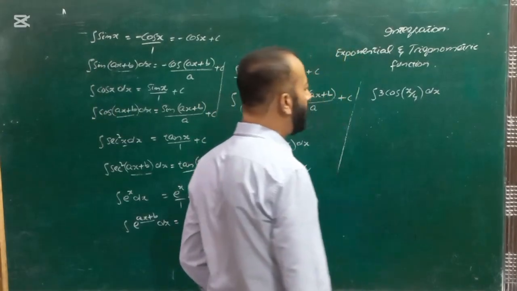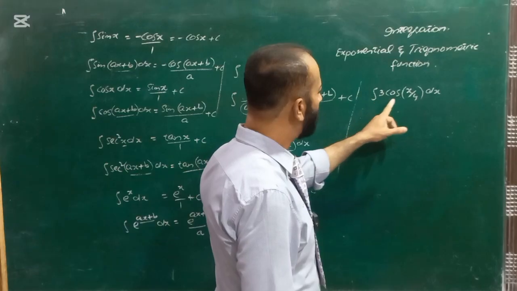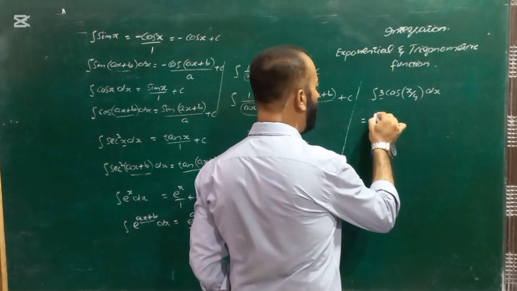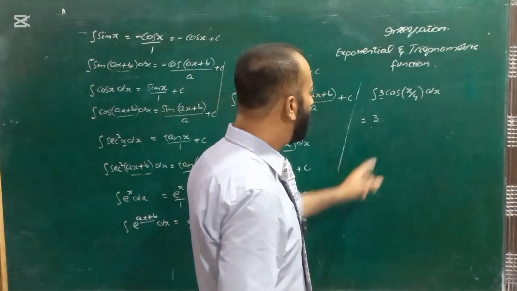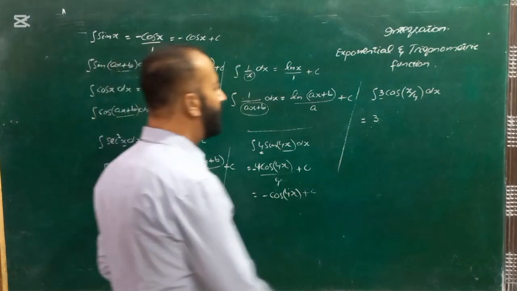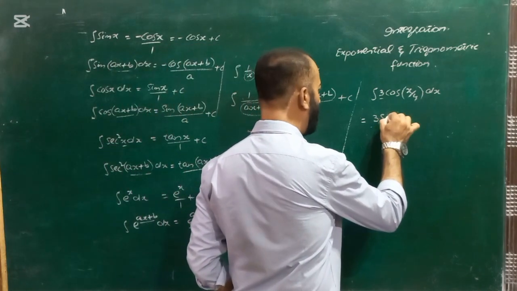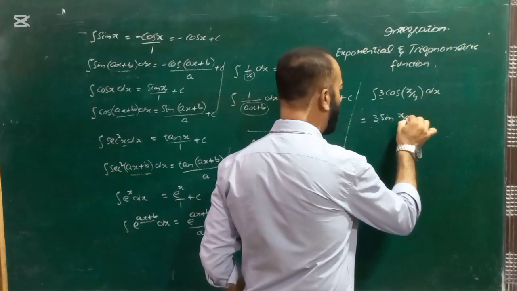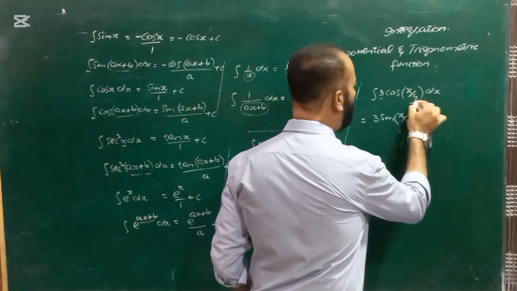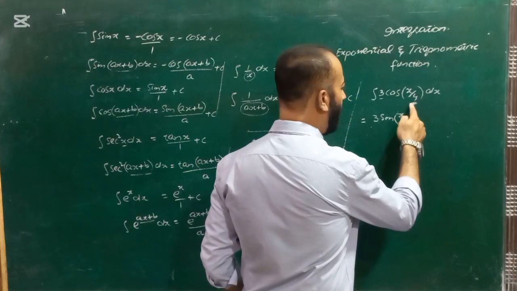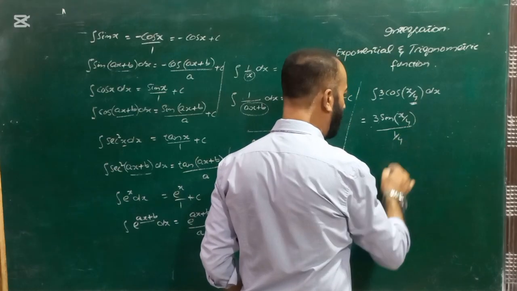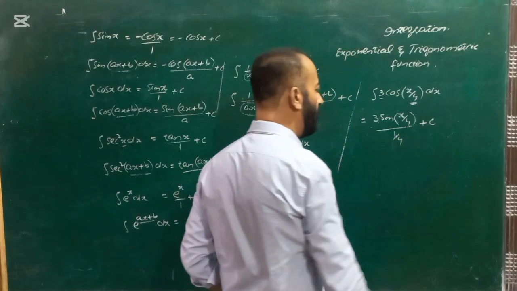Here is another question. The requirement is to integrate 3 cos x by 4. So look now, this 3 is the coefficient, that will be placed as it is. The integral of cos, the formula is sine. So with sine, the angle will be placed as it is, that is x by 4. So 3 sine x by 4, and then we will differentiate the angle. The answer will be 1 by 4. So we will put 1 by 4 in the denominator, and plus c will be placed.